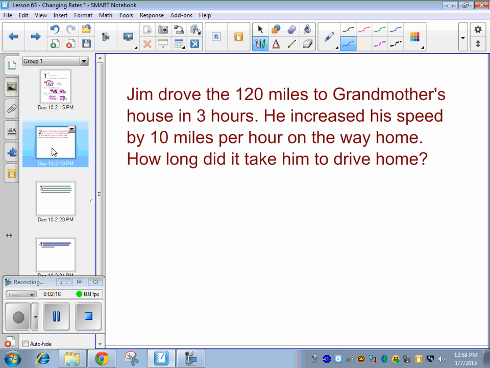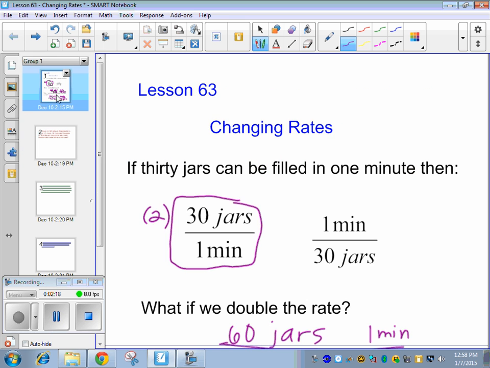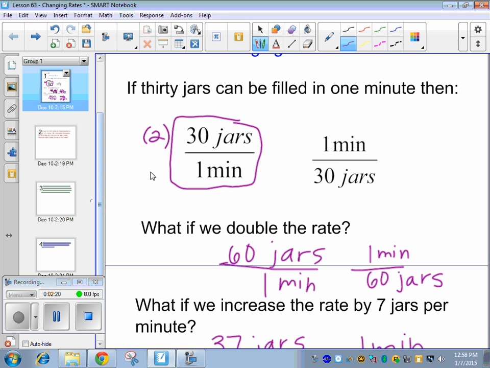Yes, Randy. Oh, wouldn't you also double the denominator? Let's think about that. Let's say you doubled the denominator, and now you're doing 60 jars in 2 minutes. 60 jars in 2 minutes. Did you increase your speed? No, those are equal to each other, right? Because now 30 jars, if you reduce it, it's the exact same thing. You didn't increase anything. It's the same number.